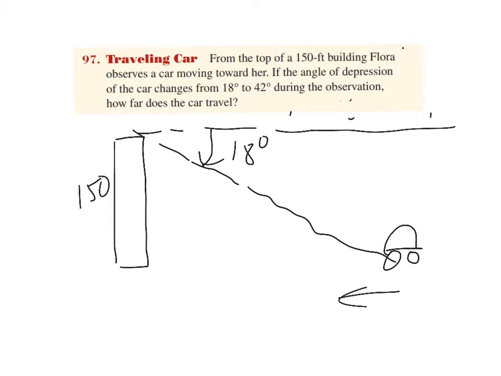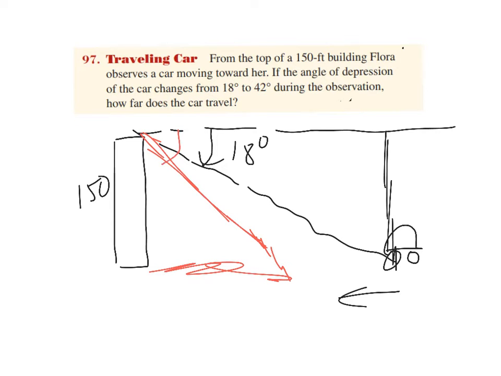So then, of course we've got this triangle going on. Then it tells me a few minutes later, she looks down at the car again, and that angle is 42 degrees. And they want to know how far the car travels. So what we're looking for is this distance right there. The big picture thinking is if I can find this distance and then find this distance and subtract them, that would be the green distance that I want.